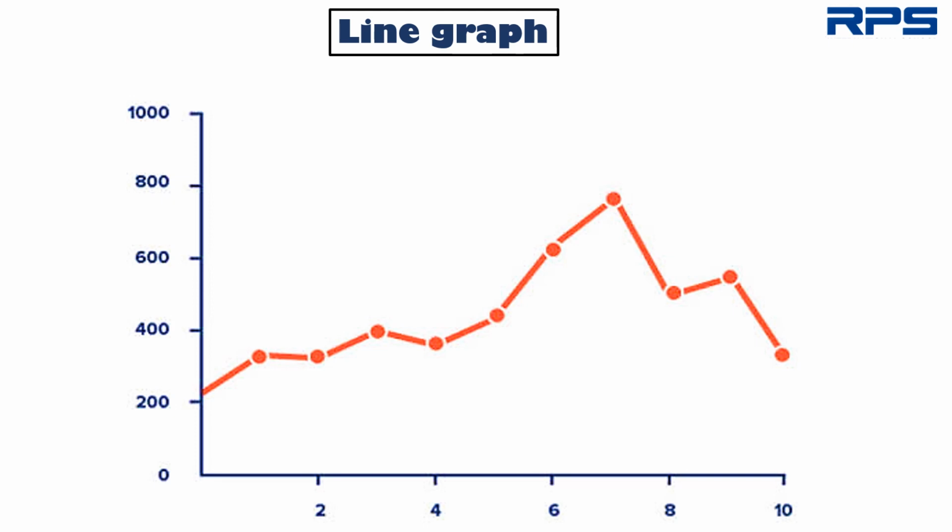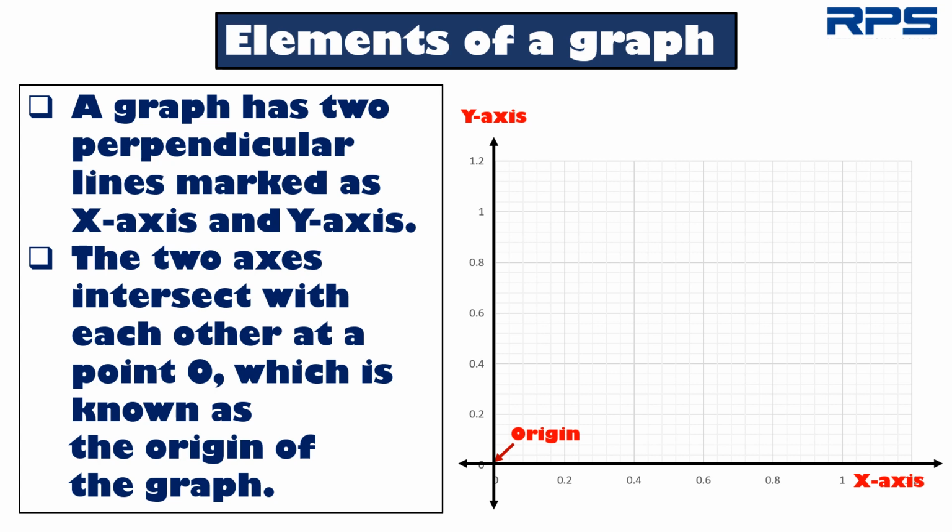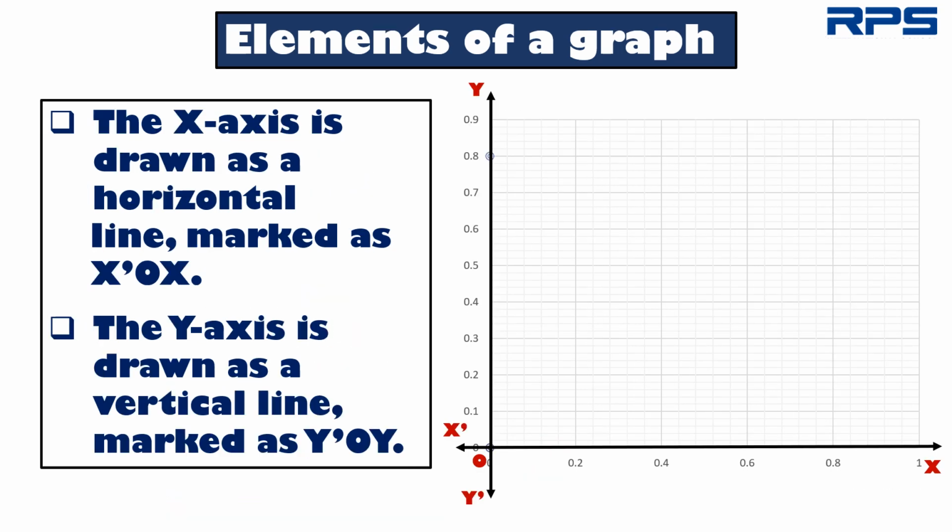Now let us study about the elements of a graph. A graph has two perpendicular lines marked as x-axis and y-axis. The two axes intersect with each other at point O, which is known as the origin of the graph. The x-axis is drawn as a horizontal line marked as X'OX. The y-axis is drawn as a vertical line marked as Y'OY.